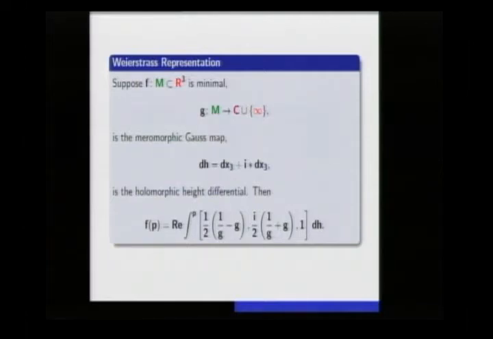So we're taking the stereographic projection of the Gauss map. And of course, in space, we have dx3, the differential of x3. It's a harmonic form, and we can pull it back by the mapping. We can think of that as a harmonic one form on the surface.